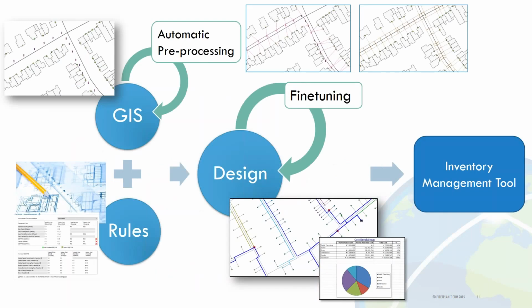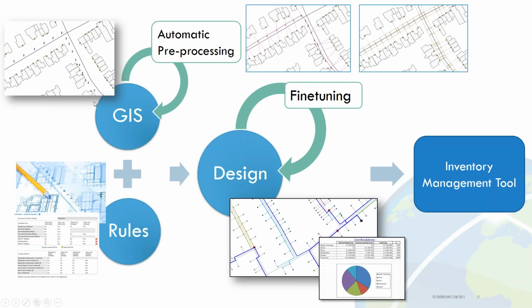Just a few more remarks on some interesting functionalities that FiberPlanIT adds to this end-to-end process. As we said, an important input is GIS data. FiberPlanIT also brings a lot of automatic pre-processing of input data. You see on the top of the slide an example of an area where you have buildings, address points, pole information, and street lines.